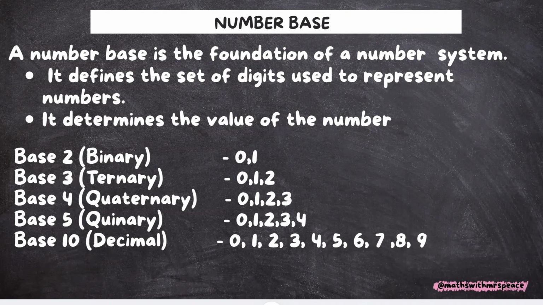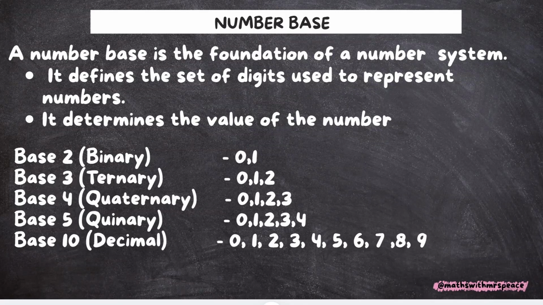So for every base, the number of digits will be equivalent to the base. Base 2 has 2 digits. Base 3 has 3 digits. Base 4 has 4 digits, and so on and so forth. But the biggest digit in the set will always be one less than the base. So take note of that.